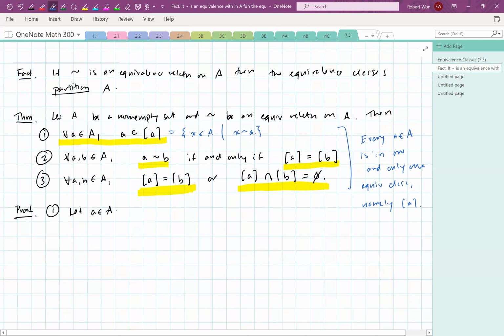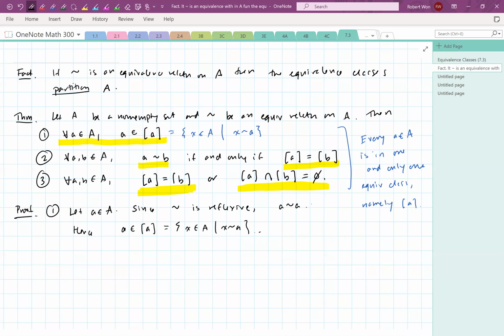I need to show that A is in the set of elements that are equivalent to A. Why is that true? That's true because it's an equivalence relation, so it's reflexive. Since tilde is reflexive, A is equivalent to A, hence A is in [A]. This is by definition the set of all elements which are equivalent to A, and A is equivalent to A. So that shows that every element is in at least one equivalence class.